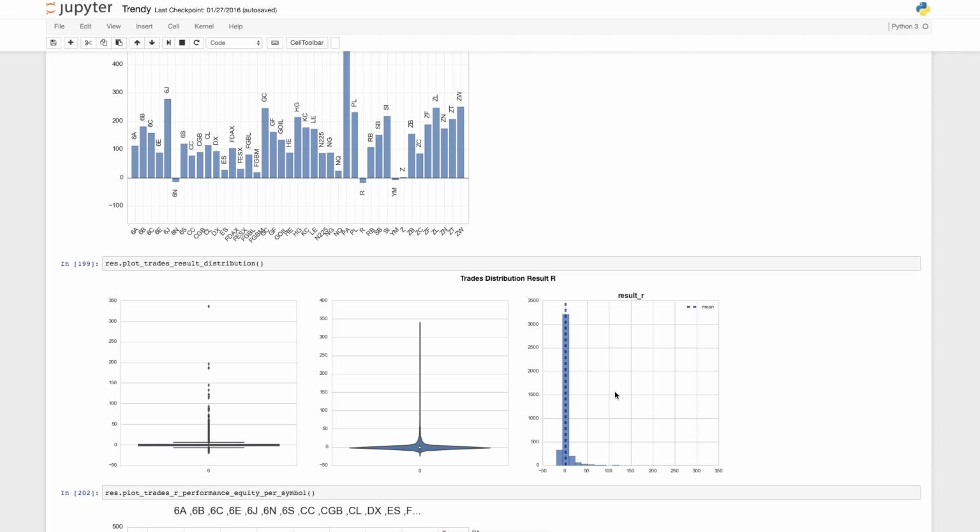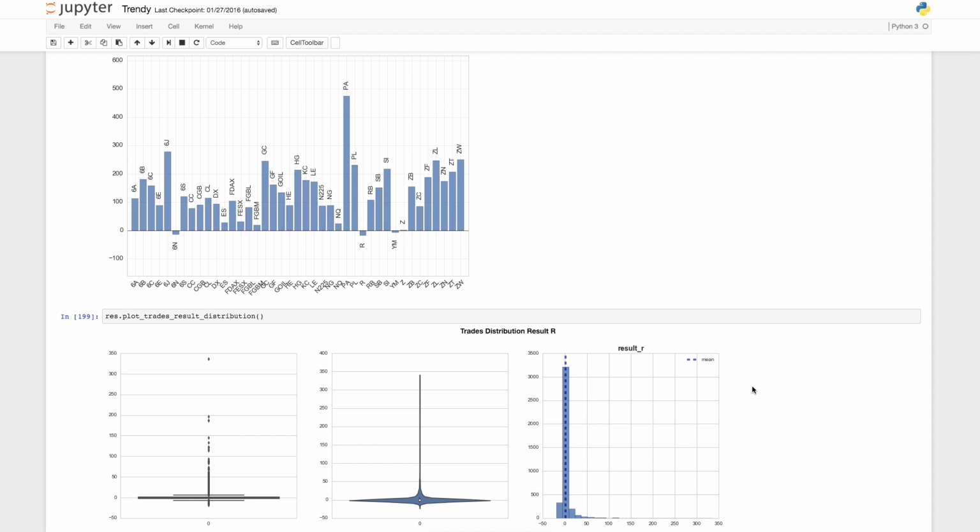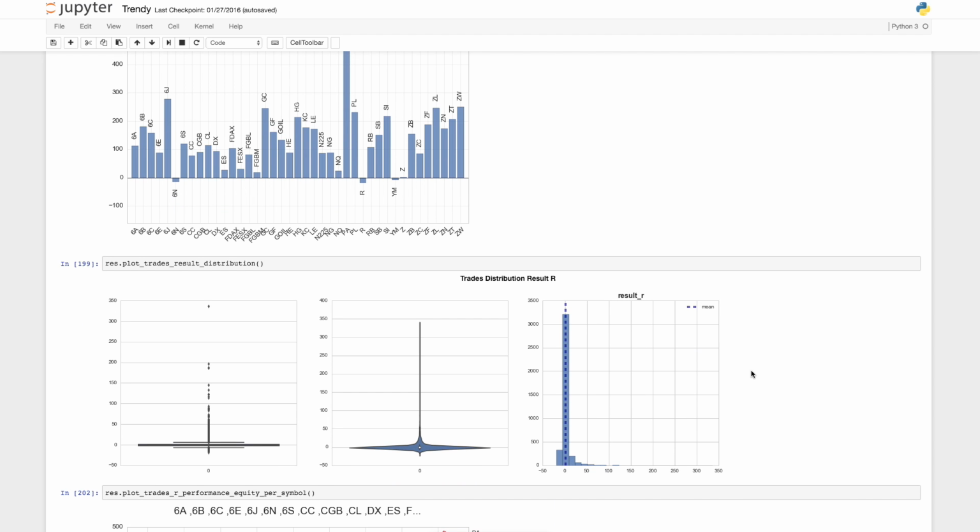So here's a per trade result distribution, and all of this is measured in R, and 1 R in that case is simply 1 times the average true range. And again, no surprises here.